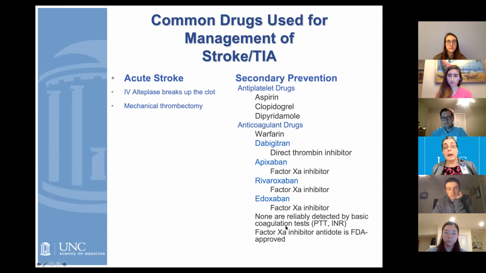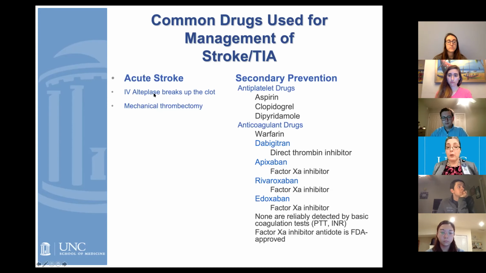And we now have reliable antidotes for many of these. So if you come into the hospital and you're bleeding, we need to reverse these medications. We now have drugs that can help us to do that. If we see you early on and we think you're having an ischemic stroke, we need to break up the clot. And we can do two things.